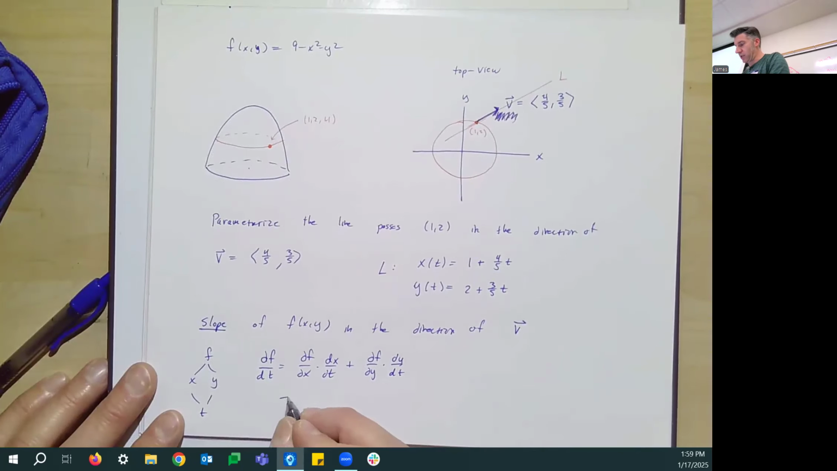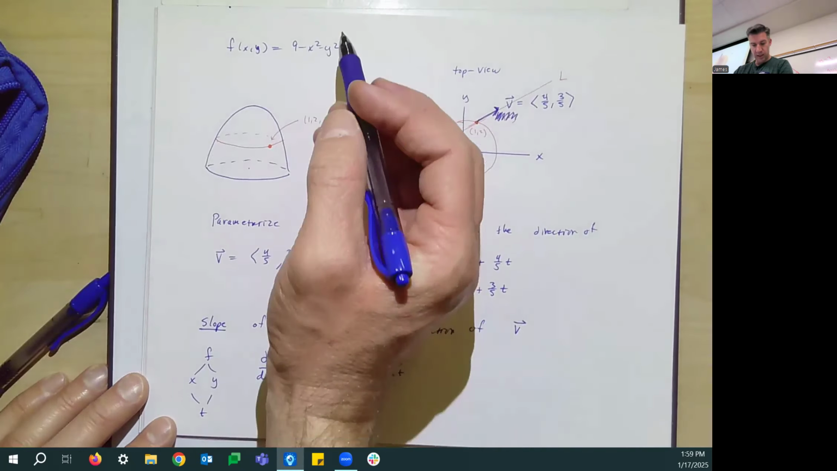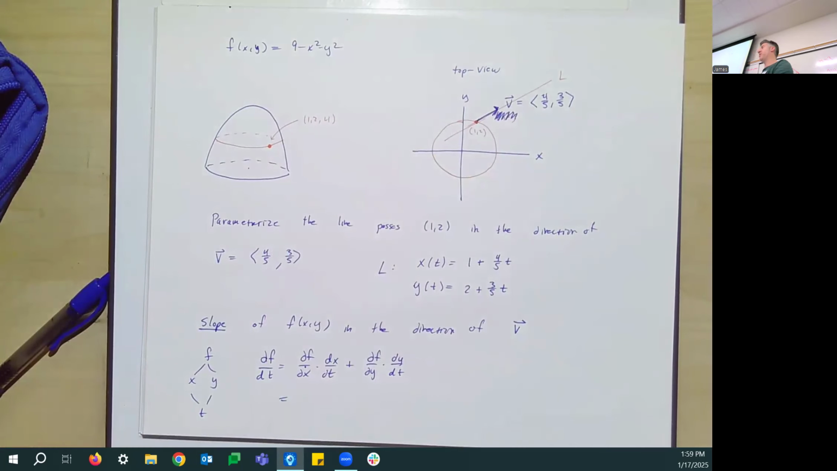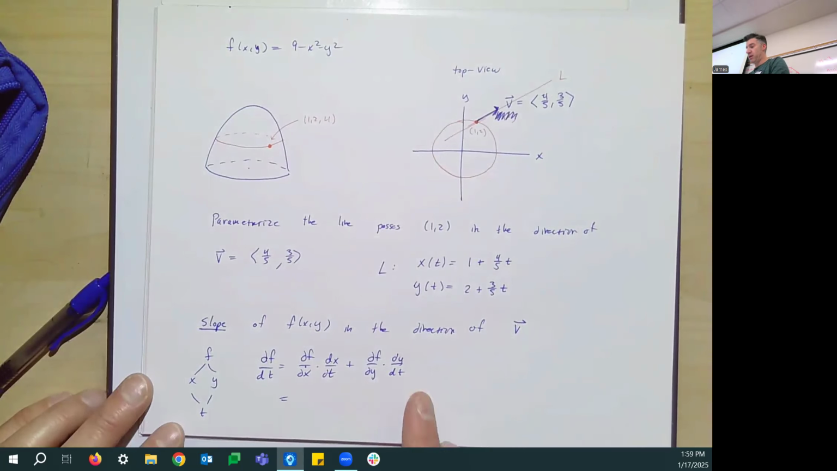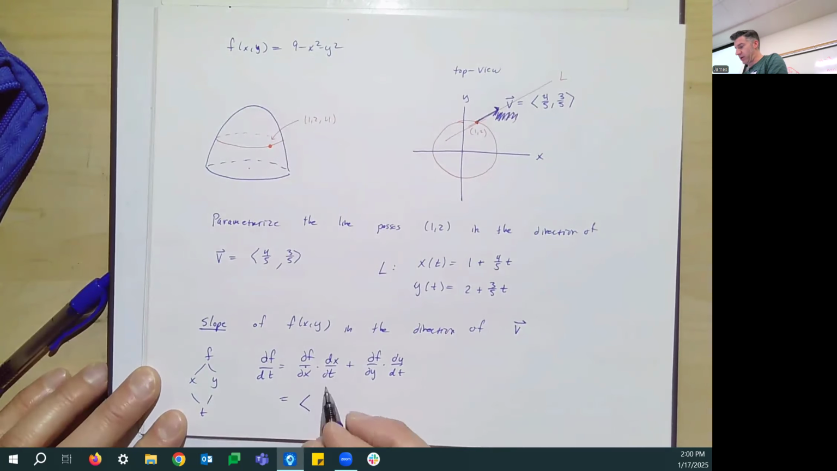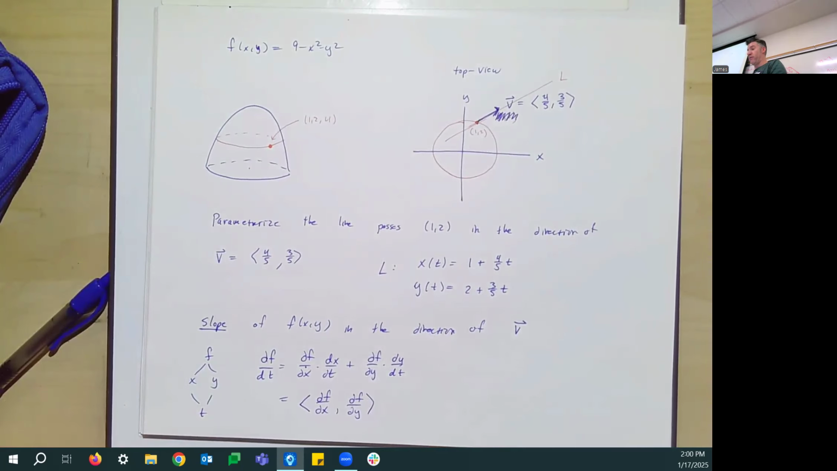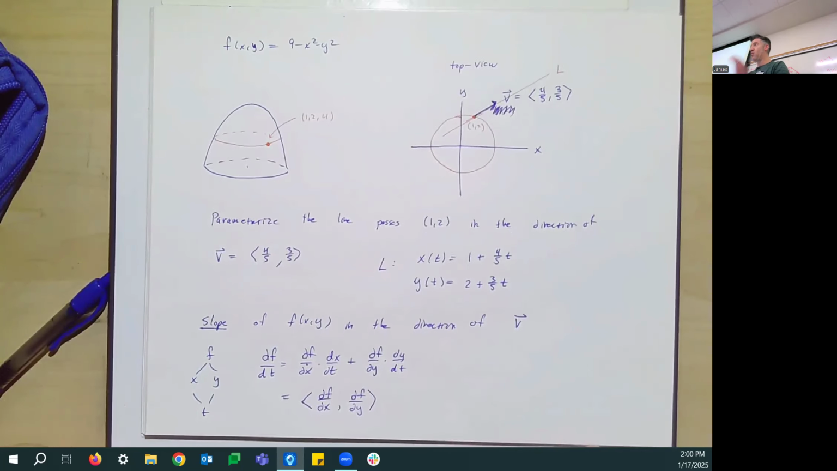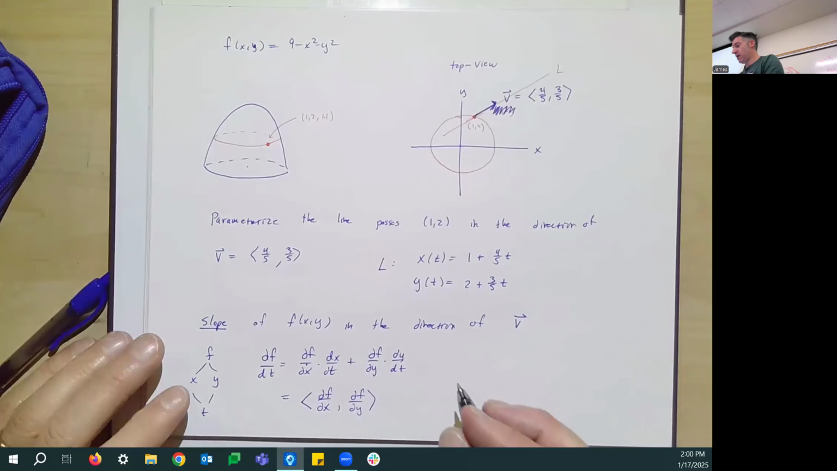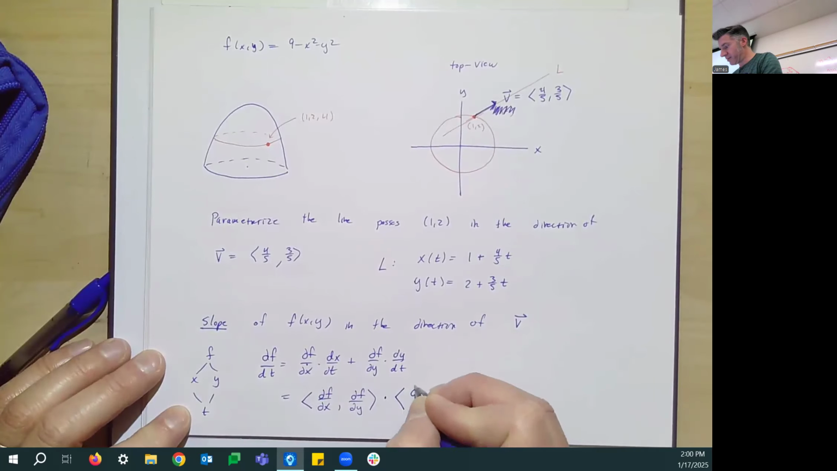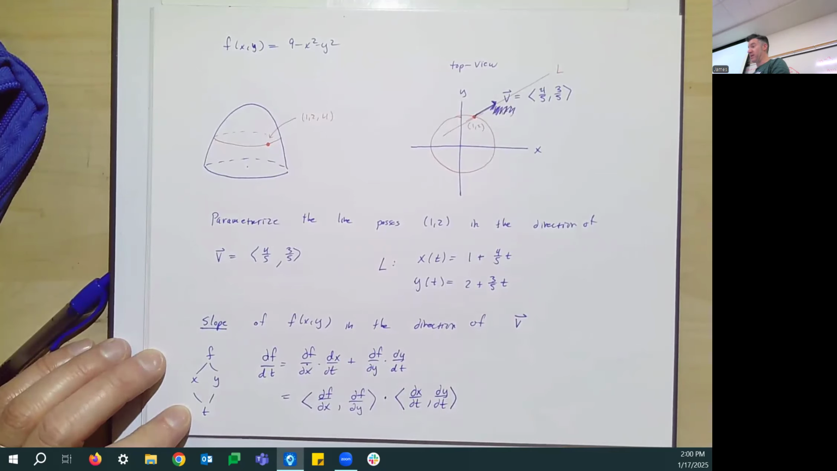Which ends up being, let's see, del f del x is negative 2x. Actually, I don't want to write it that way. Sorry, I'm getting ahead of myself a little bit here. So I'm going to point out that we can write this as a dot product of two vectors. The first vector is del f del x, comma, del f del y, the vector of partial derivatives of your function, which is called the gradient. And then the other one here is dx dt, comma, dy dt, which I'll point out is literally the vector v.